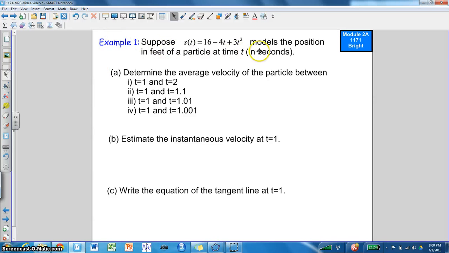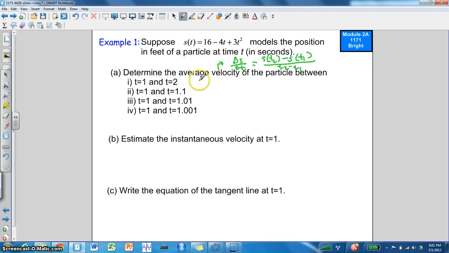Okay, so example 1, I have this function which models the position of a particle at time t. I want to determine the average velocity. I'm going to leave much of the computation up to you, but I do want to recall that average velocity is really the change in position over the change in time, from physics. I can represent this as s of t2 minus s of t1, which just means the position at time 2 minus the position at time 1, over the difference in the two times. Okay, so go ahead and do that here.